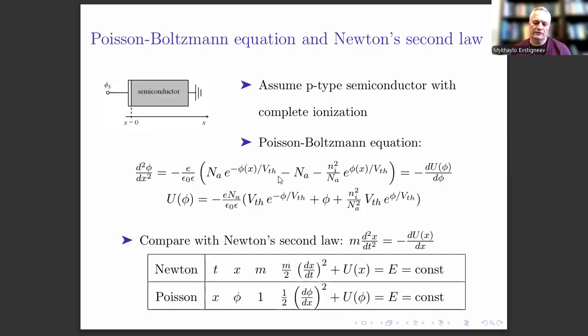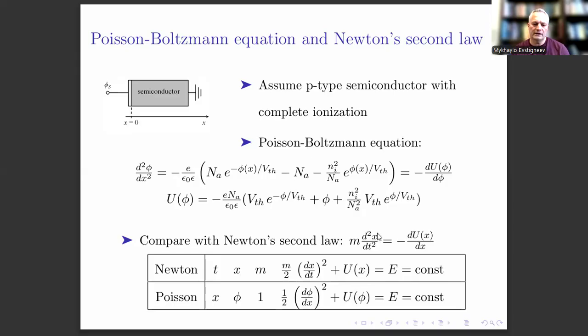Next, we have minus Na. This is just the concentration of negatively charged acceptor ions, assumed to be uniform, independent of x.